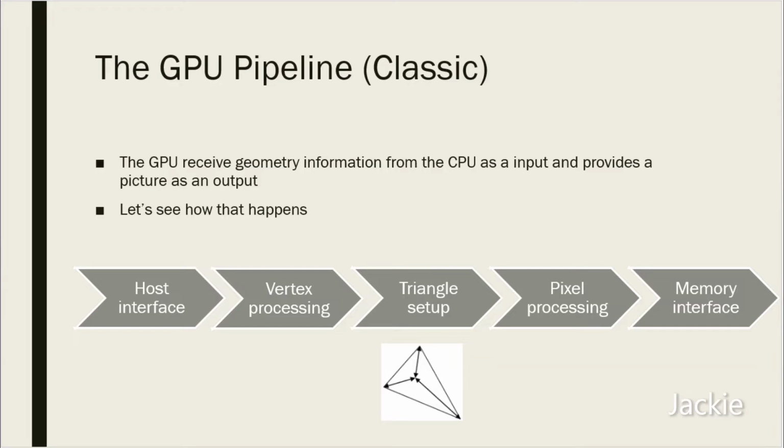We have different stages. The first stage is host interface, second, vertex processing, third, triangle setup, fourth, pixel processing, and the last one, memory interface. So let's discuss each stage alone.